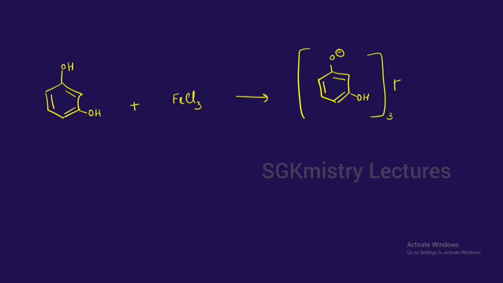So thrice Fe, along with that there is HCl that is obtained. Here I have to balance the equation, so 3 times. Okay. So this is with respect to how the resorcinol reacts with FeCl3 to give the complex. This is violet or purple in color.